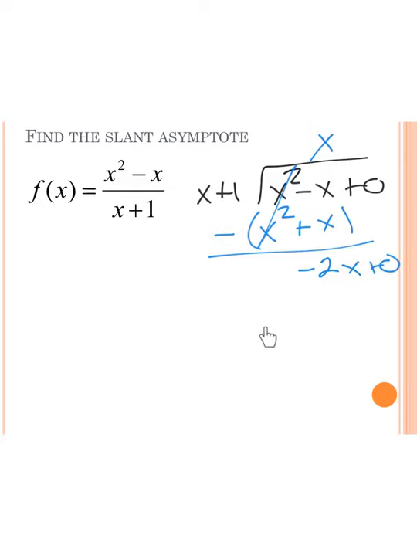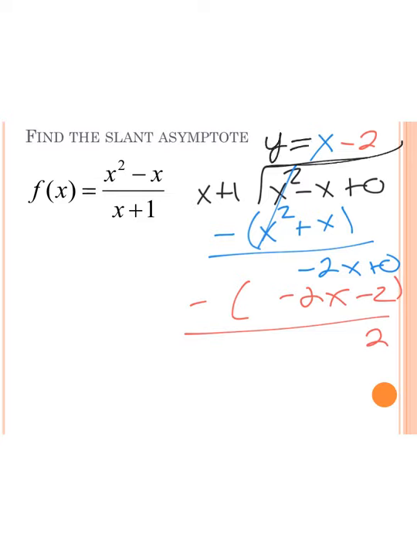I now need this x to be the same as this negative 2x. In order to make that happen, I'm going to multiply by a negative 2. That gets me negative 2x minus 2. And then when I subtract those, my x's will cancel, and I'm getting a positive 2, which is my remainder. Now, I'm not super concerned about the remainder. For my slant asymptote, it's just what I have outside of that. So this x minus 2 is going to represent the equation for my slant asymptote. All I need to do is put a y equals in front of it, and now I have the equation of my slant asymptote.